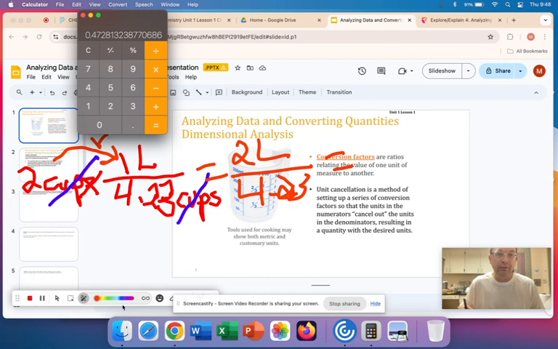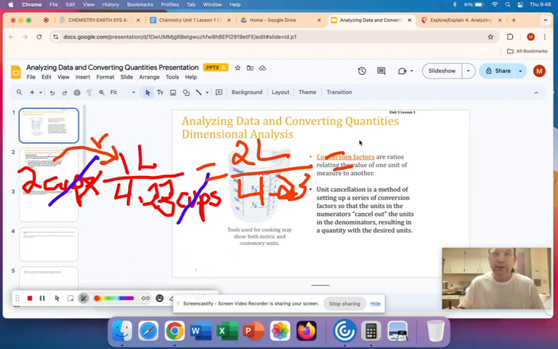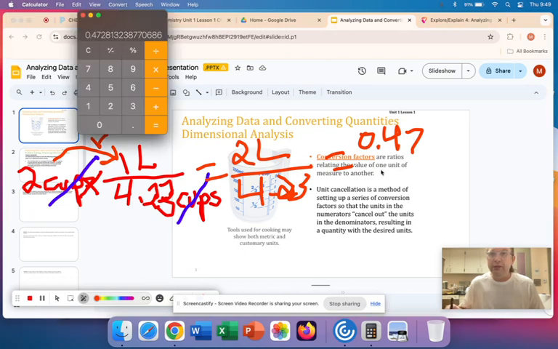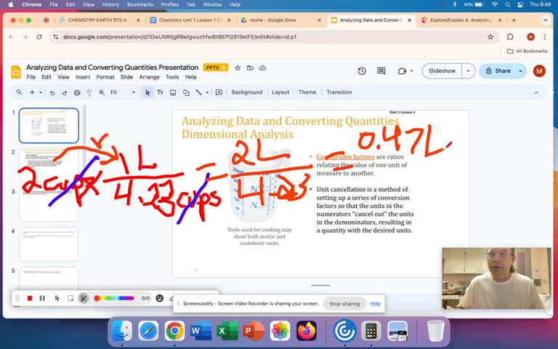almost half, it says. So 0.4... I think it said 0.47, right? Yeah, so 0.47 liters. So I've determined exactly that 2 cups is equal to 0.47 liters.